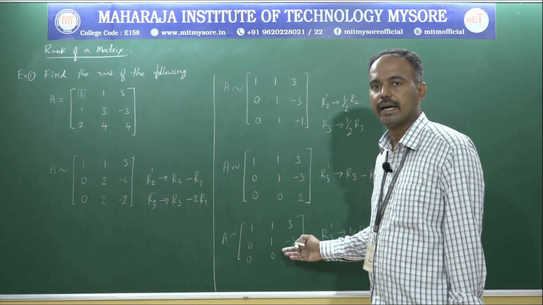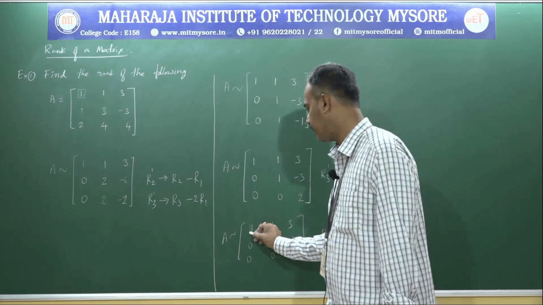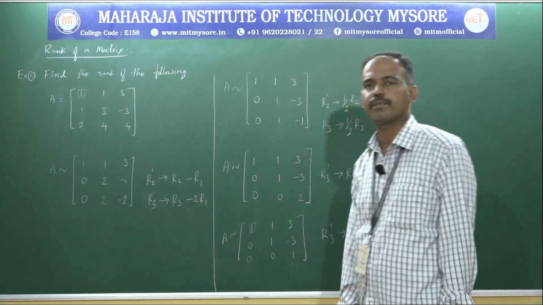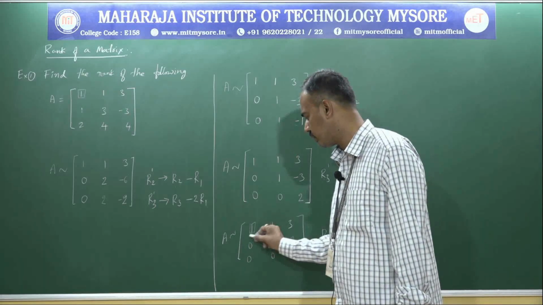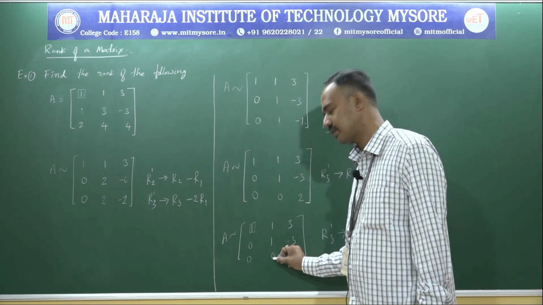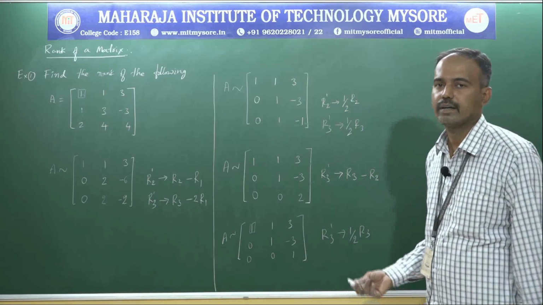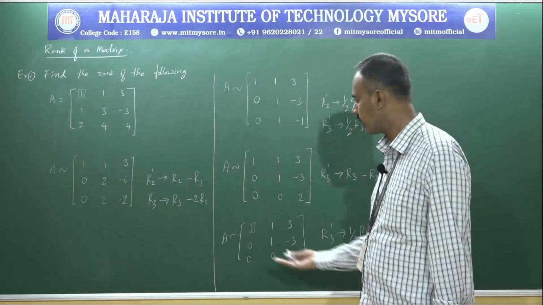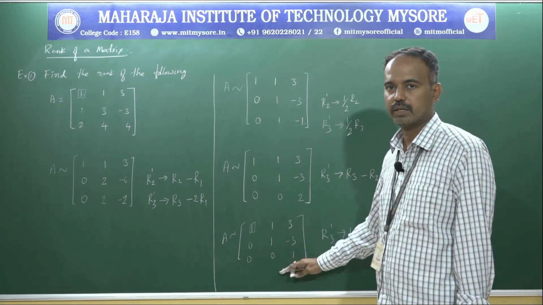Now it is in the echelon form. Echelon form means the leading entry is 1, and all the column elements below the leading entry are 0. Next consideration: the next leading entry is 1 available. The last point is not required: if any zero rows are available. Here no zero rows are available, so we can conclude up to here.